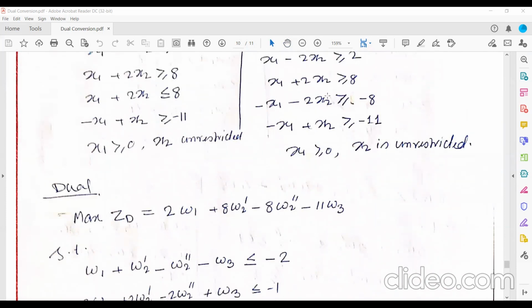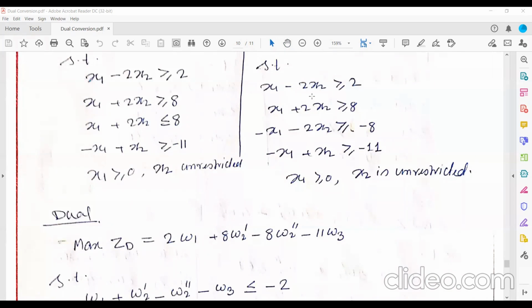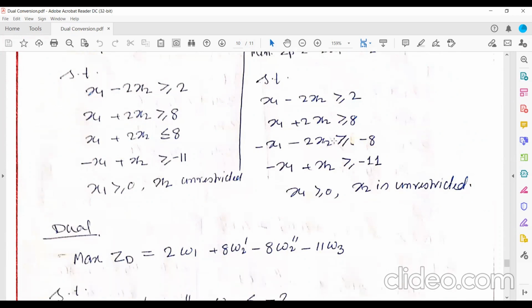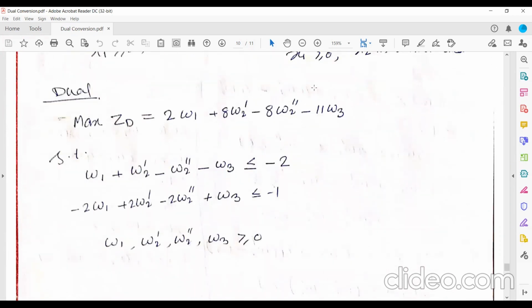Same thing for the second constraint. You need to take the coefficient of x2. So minus 2w2 dash minus 2w2 double dash plus 1 into w3, and that is less than or equal to the coefficient of x2 from the objective, which is minus 1.